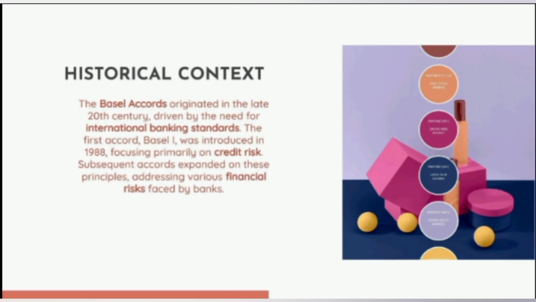Firstly, we'll go through the brief history of the Basel Accords. The Basel Accords originated in the late 20th century, driven by the need for international banking standards. The first accord, Basel I, was introduced in 1988. It was originally organized by central bankers from the G10 countries, who were working towards building new international financial structures to replace the recently collapsed Bretton Woods system. The meetings are named Basel Accords since the BCBS is headquartered in the offices of the Bank for International Settlements, which is located in Basel, Switzerland.